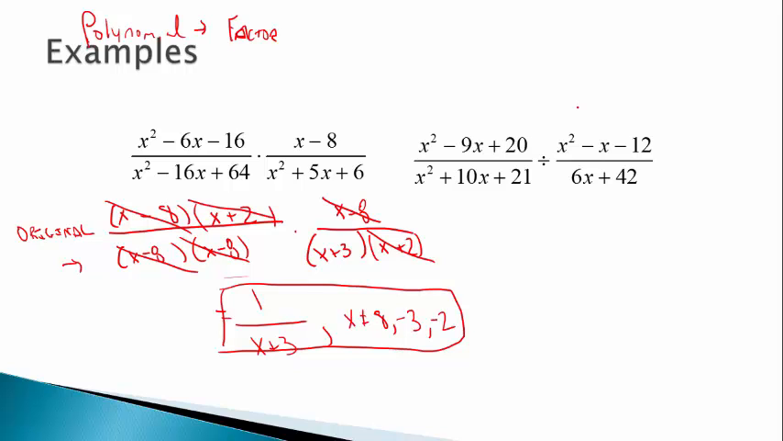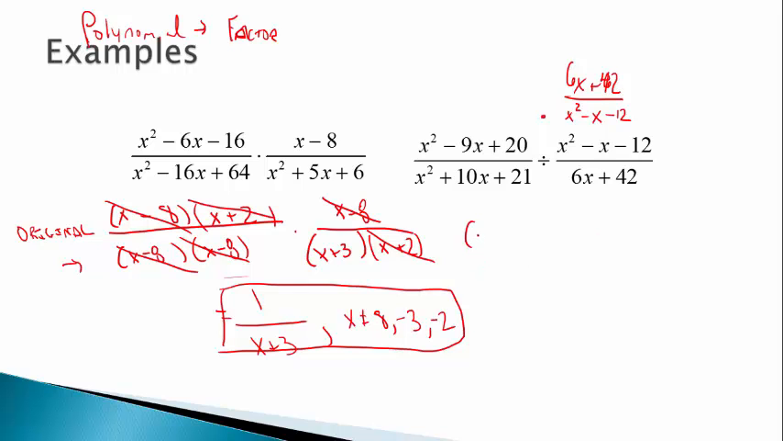All right, so x squared minus 9x plus 20 over x squared plus 10x plus 21 divided by x squared minus x minus 12 over 6x plus 42. All right, so we can factor, but also remember that we have to really turn this into a multiplication problem and flip to make it 6x plus 42 over x squared minus x minus 12. To save room, I'm just doing that up here so I can just jump right into the factoring.